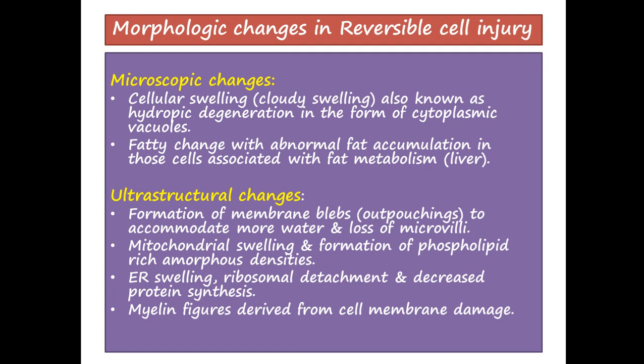Now, certain changes in reversible cell injury cannot be seen through the light microscope and are known as the ultrastructural changes, for which we will use the electron microscope. These changes include the formation of membrane blebs, which are outpouchings in the form of balloons, and the purpose is that the cell becomes swollen, forming blebs so that it can accommodate more and more water. Moreover, there is loss of microvilli.